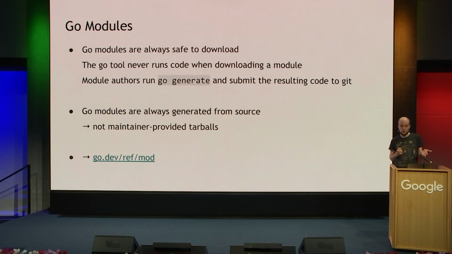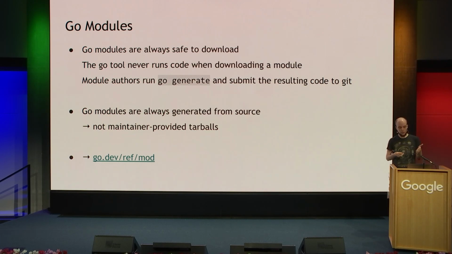The obvious follow-up question is, well, but how do you then have dynamic generation as part of the build process and these sorts of steps? And the answer is you don't. This is up to the module author. So the module author needs to run go generate or any other way to run their generation step. And then they just submit the resulting code to Git, because that's all that the Go tool knows how to work with, code, right? It only downloads code, it never runs programs.